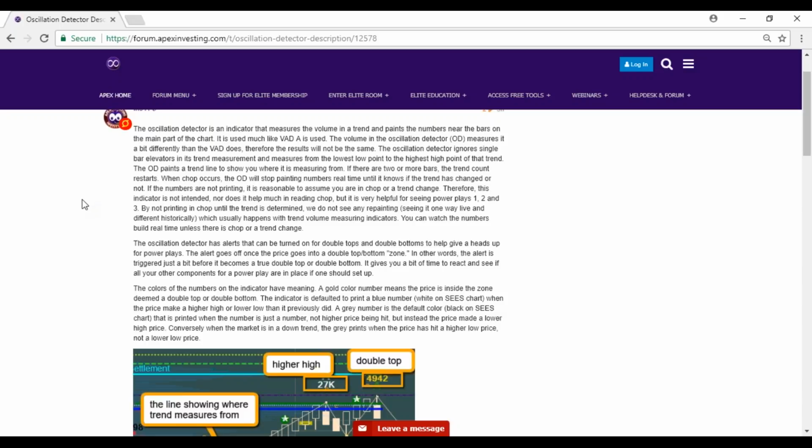Okay, so it's not intended to, nor does it help much in reading chop, but it's helpful for seeing power plays 1, 2, and 3. And the reason it stops printing in chop like that directionally is so there's no repainting.